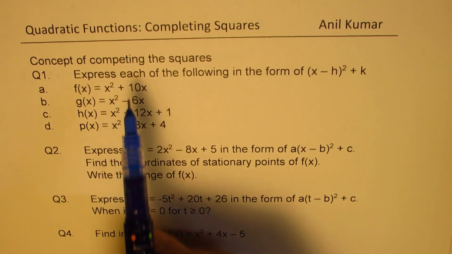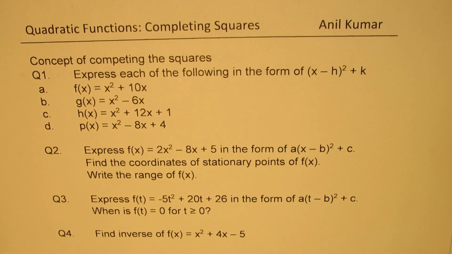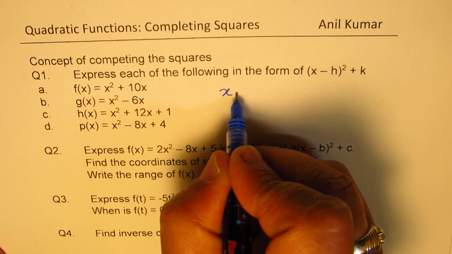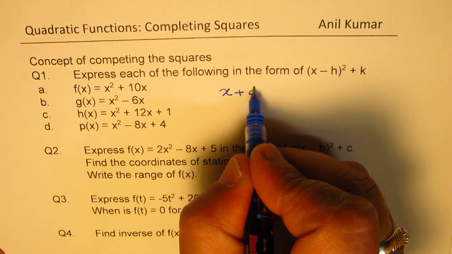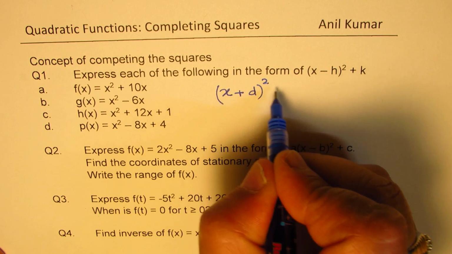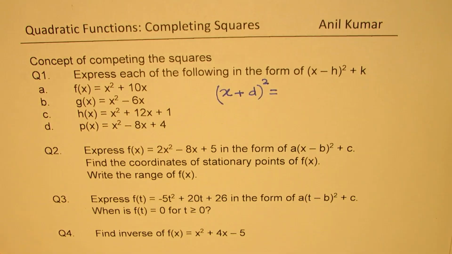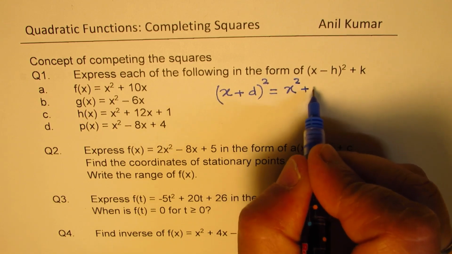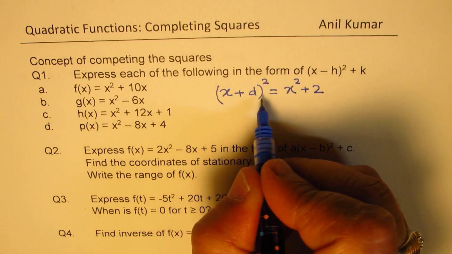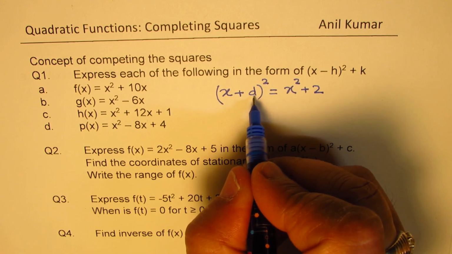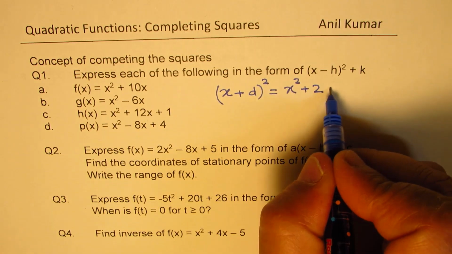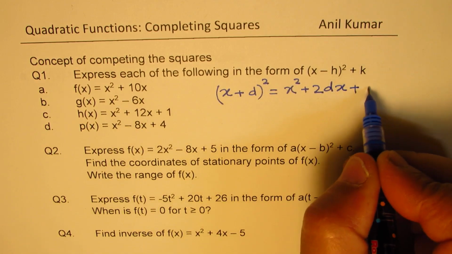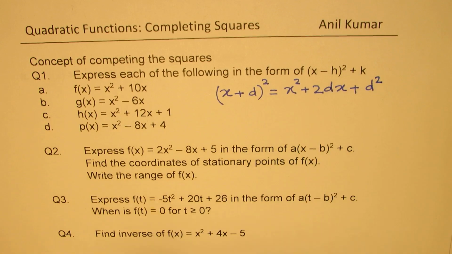So the basic concept about completing the squares is to understand the equation. If I have, let's say, x plus d whole square, then that is a perfect square, right? If you expand this, you get what? You get x squared plus 2 times x into d, but we normally write d as a constant, right? So we write 2 times d times x plus d square. So that is the expansion.